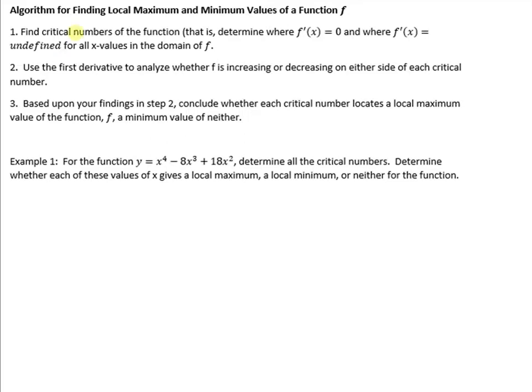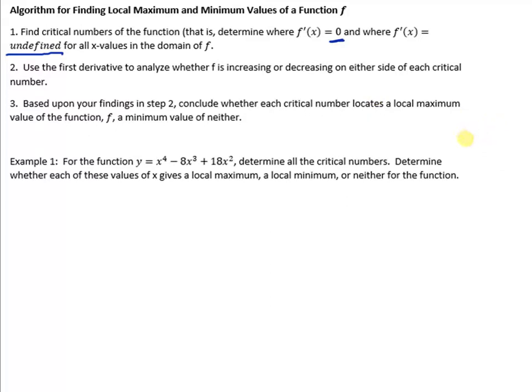Okay, so first find critical values. So find the derivative, set it equal to 0, or find when the derivative is undefined. Okay, and then use the first derivative to analyze whether f is increasing or decreasing on either side of that critical number. And then, based on the findings in step 2, we're going to conclude whether each critical number locates a local maximum or a local minimum, or neither.